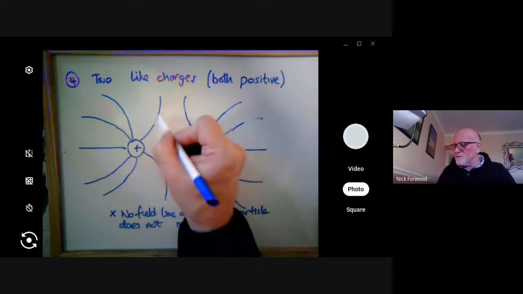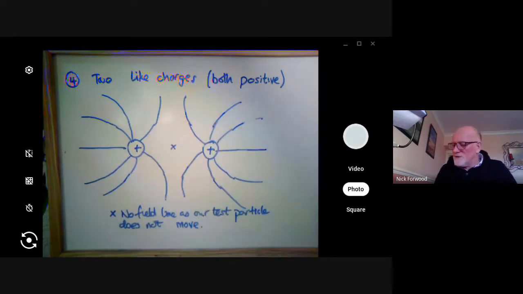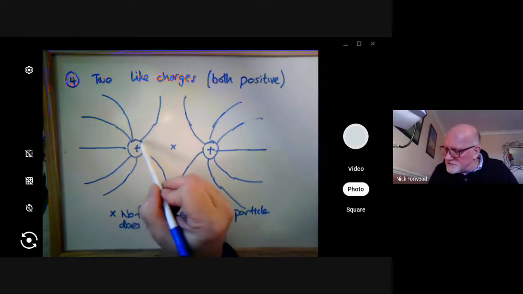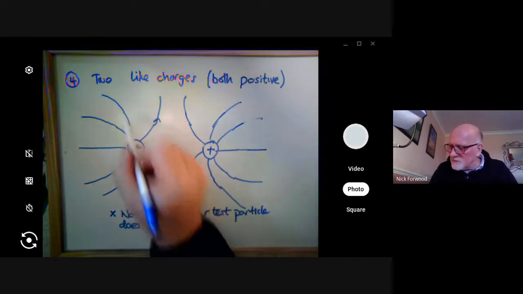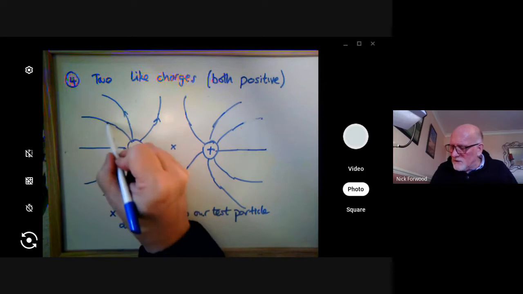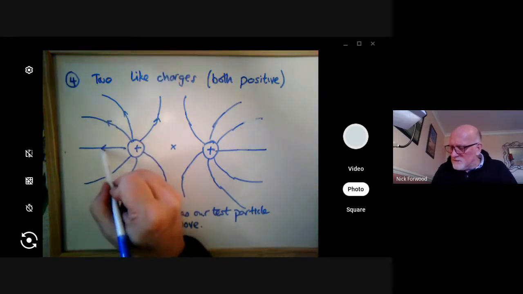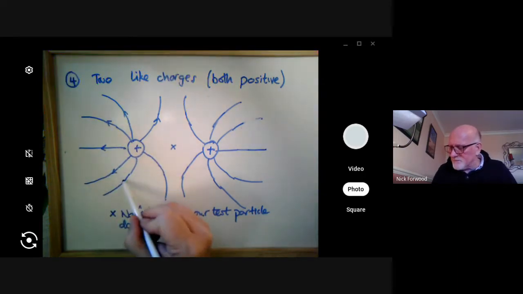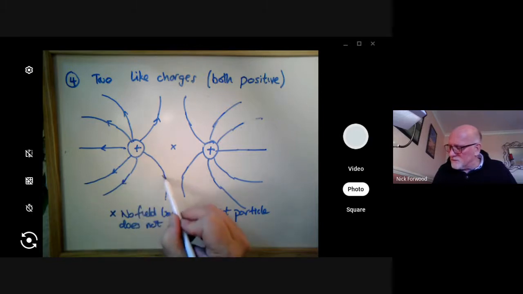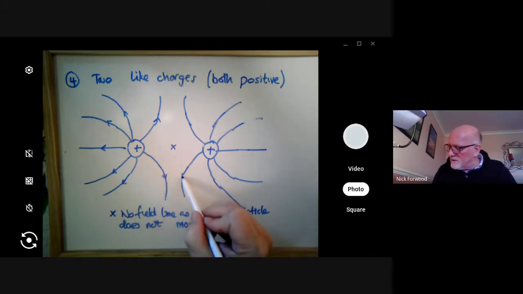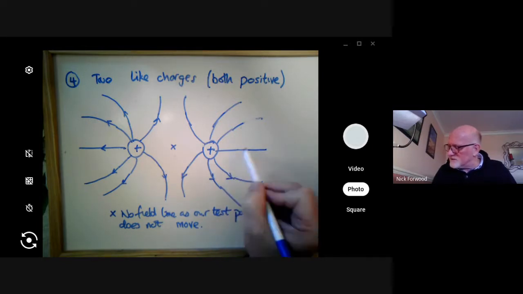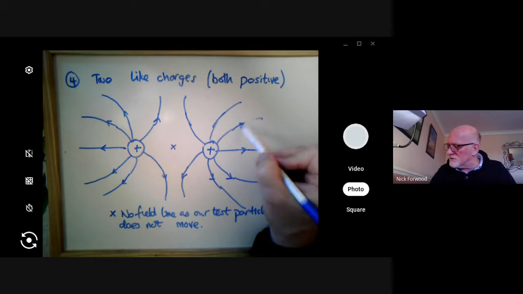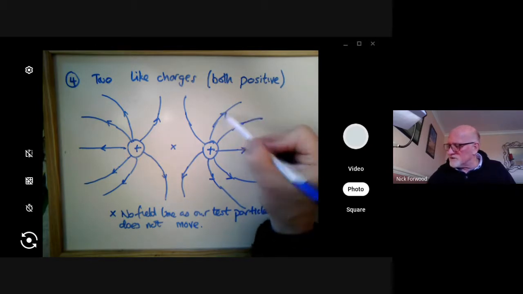So there's all my field lines drawn again. It's exactly the same pattern, but this time when I put my positive charge, my little test charge here, it's going to get repelled and it's going to go out the way. And the same if I put it here, it's going to go out the way. And the same here. And every one of these direction arrows is opposite. So for two like positive charges, the field pattern is the same, but the direction is reversed.